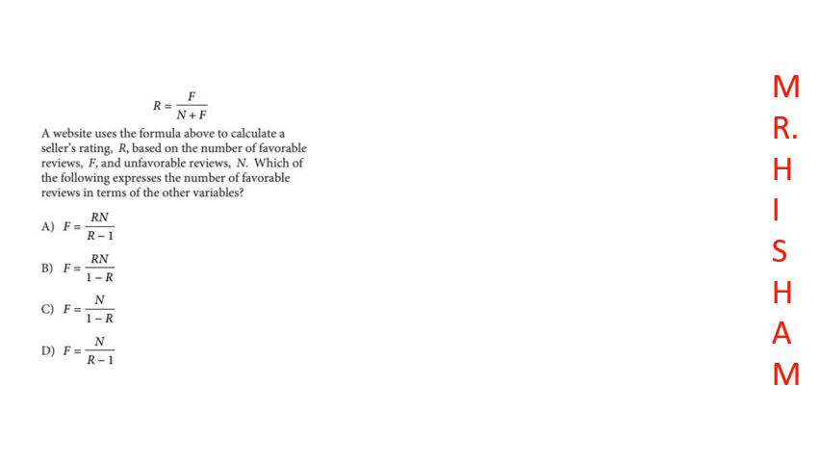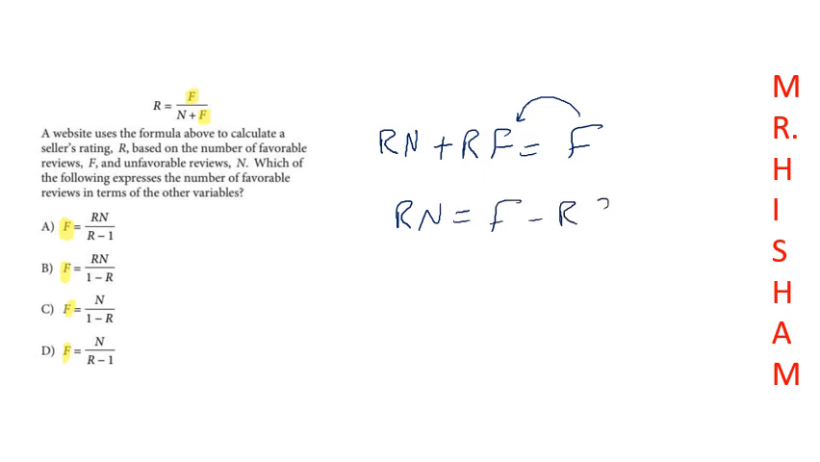R is equal to f over n plus f, and I wanted to make f the subject, as it's clear here. But we can notice that I have f in 2 places. So it's better to make cross multiplication here. So r multiplied by n is rn, plus r multiplied by f is rf, equal to f. I'm going to move this rf to this side. So rn is equal to f minus rf.